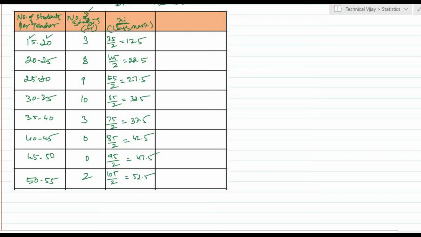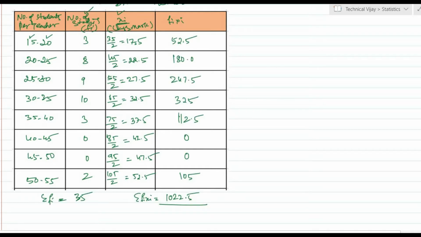Now this one into this one, that is Fi into Xi, you have to calculate. Here 17.5 into 3 is 52.5, then 180, 247.5, 325, which is 32.5 into 10, 37.5 into 3 equal to 112.5, 42.5 into 0, and 52.5 into 2, that is equal to 105. The summation, sigma Fi Xi, is equal to 1022.5.